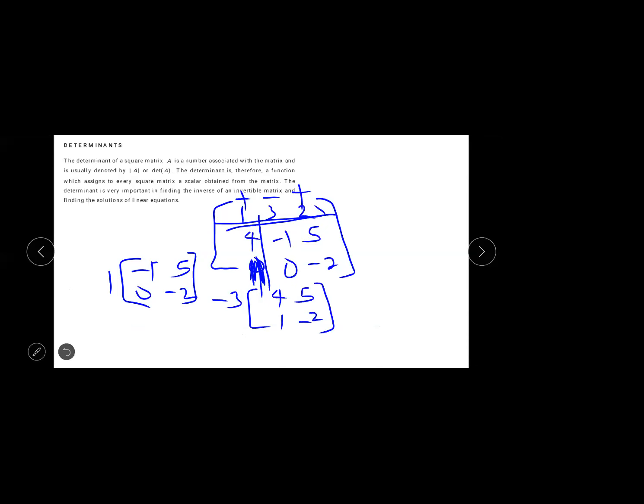So go to the next one. Plus 2. Cover the row, cover his column. So we have 4 minus 1, 1, 0. We have that left. So if you have to multiply now, what do we have? 1 into bracket minus 1, we multiply minus 2. It will give us 2. 0, we multiply 5. It will give us 0.